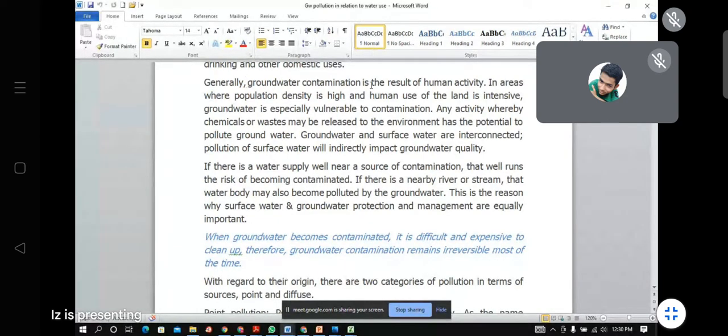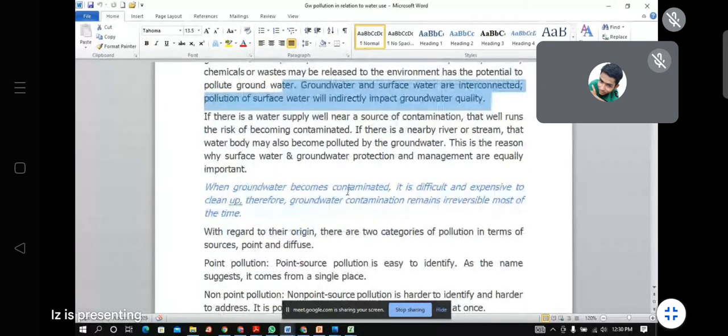Generally, groundwater contamination is the result of human activity in areas where population density is high and human use of land is intensive. Groundwater is especially vulnerable to contamination. Any activity whereby chemicals or waste may be released to the environment has the potential to pollute the groundwater. Since groundwater and surface water are connected, pollution of surface water will indirectly impact groundwater quality.